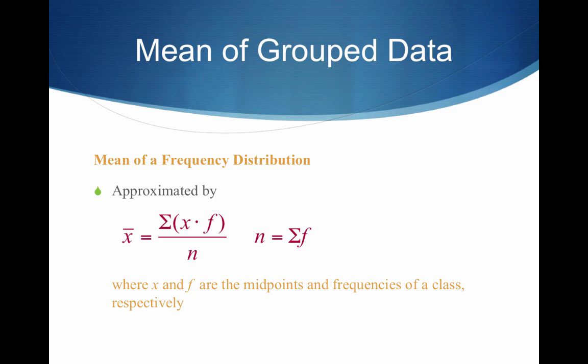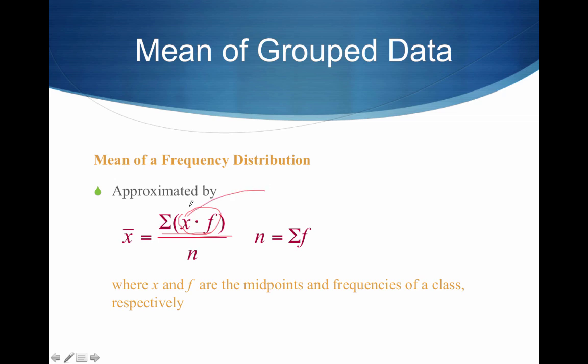Let's talk about the mean of grouped data, so the mean of a frequency distribution. The mean of a frequency distribution is going to be approximated by the sum of each entry times the frequency, divided by the sum of the frequencies.